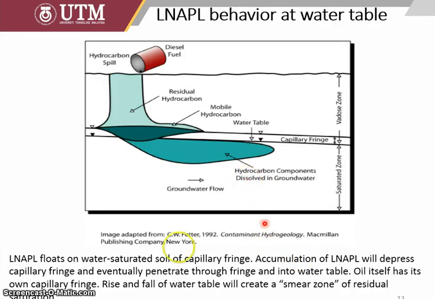And here we can see the light non-aqueous phase liquid pollutants float on the water table in the capillary fringe. This is the groundwater table, but there is an unsaturated zone of capillary fringe with negative water pressure in here. So that is how they float around here.